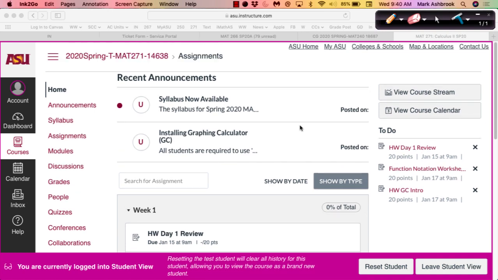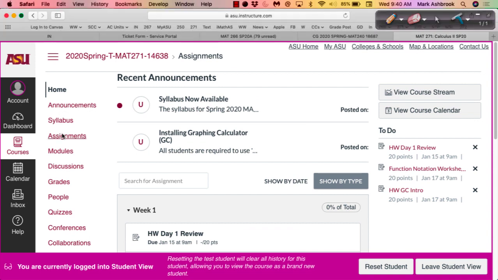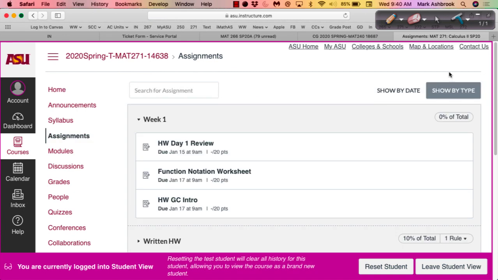So, in Canvas, you've got your home, announcements, syllabus, and assignments. When you're looking at assignments, the way that I organize Canvas, you want to show by type. If you show by date, it'll be confusing. So always view this by type, because that's the way that I organize it.